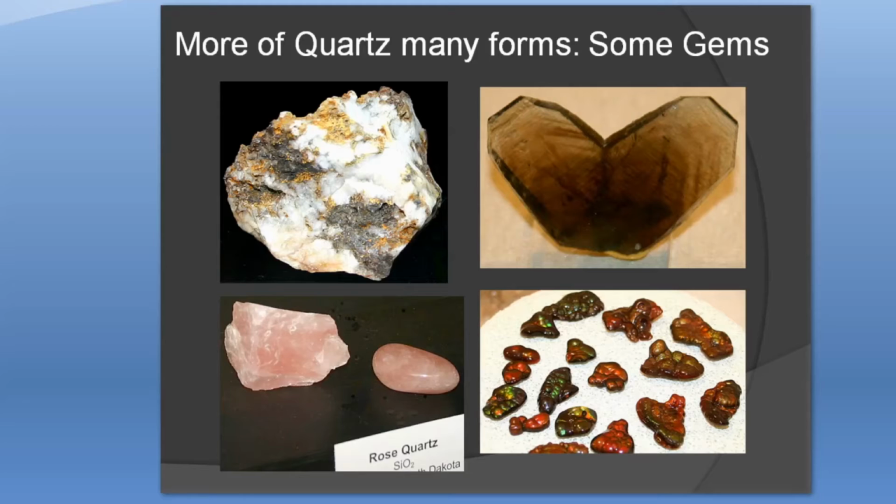And then the lower right is what's called fire agate. That's my favorite form of quartz because it's just a beautiful gemstone, and it's rare and only occurs in a few places, but it's just really, really beautiful.